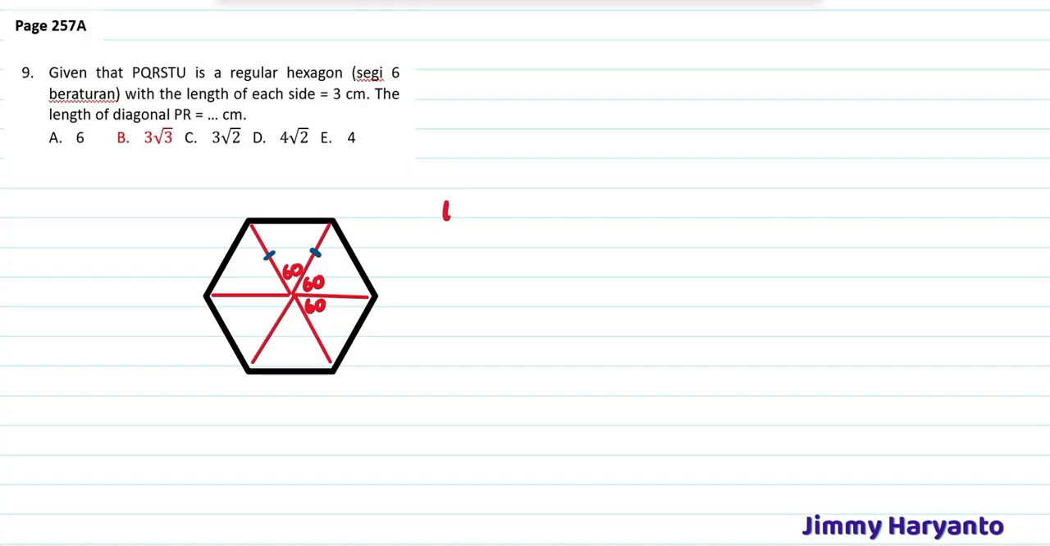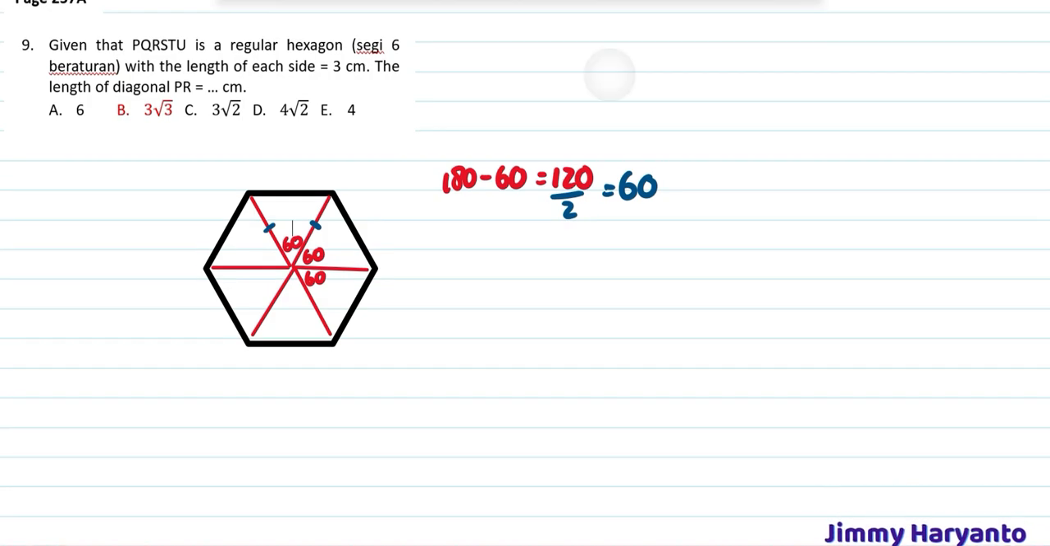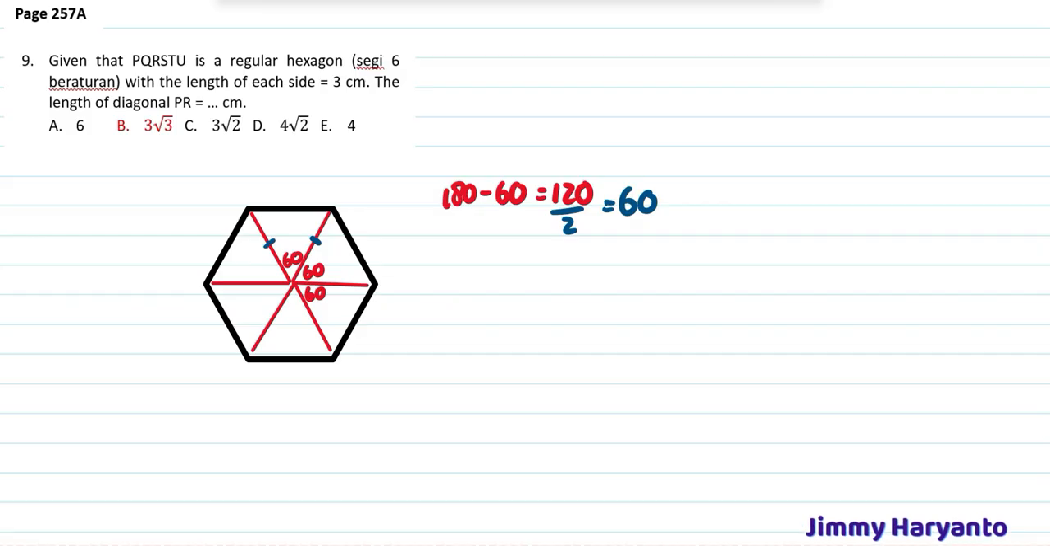That means 180 minus 60 equals 120. The rest of the angle will be 180, and then you divide by 2, it will become 60. So this one is 60, and that one also 60. Okay, so next the question wants you to find the length of diagonal PR. Let's see which one is PR. PQRSTU. Okay, so PR is this one.